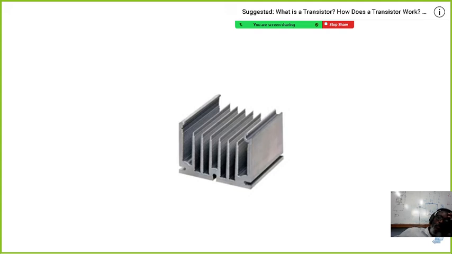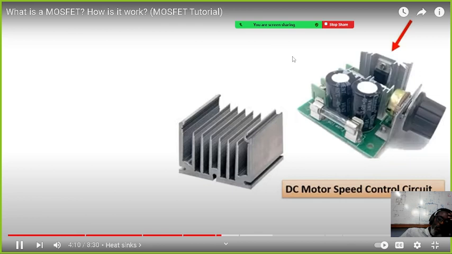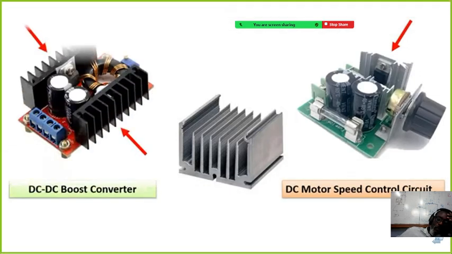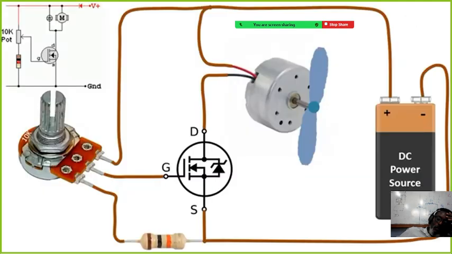We usually see MOSFETs in circuits fixed to heat sinks that will dissipate the heat, like you see here. For example, in the motor speed control circuit you see on the right here, there is a heat sink fixed to the MOSFET, which I show with the red arrow. We can see that there are heat sinks connected to MOSFETs in this DC to DC boost converter circuit you see on the left. Well, let's look at the basic working principle of a MOSFET now.